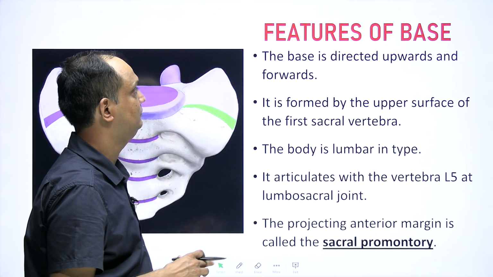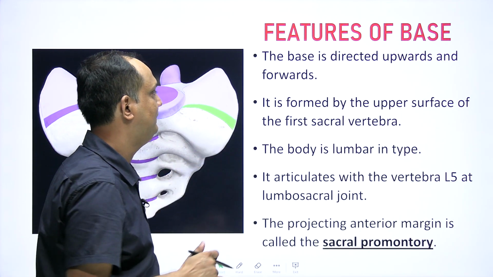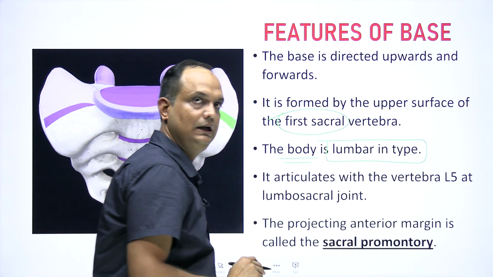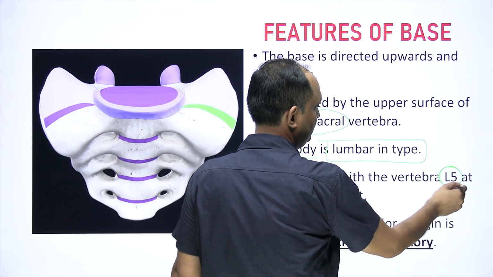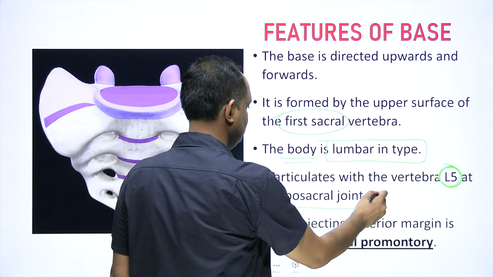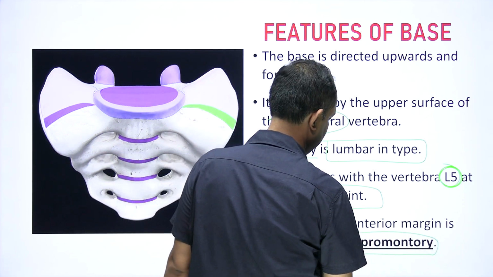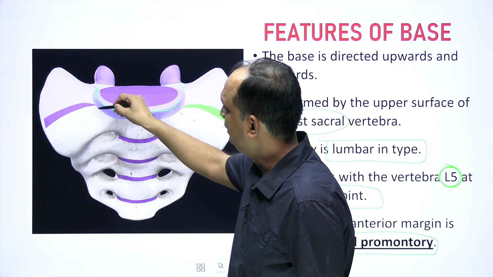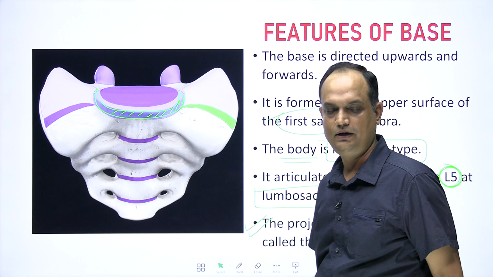Now, what are the features of the base? We have seen that the base is directed upward and forwards. It is formed by the upper surface of the first sacral vertebra. The body is lumbar in type, clear, and it articulates with the inferior articular processes of L5 on the side and its body in the midline, and that is known as the lumbosacral joint. The projection of the anterior margin is known as the sacral promontory. This is again a question of your exam: where is the sacral promontory? This anterior border of the body of S1 is known as the sacral promontory.